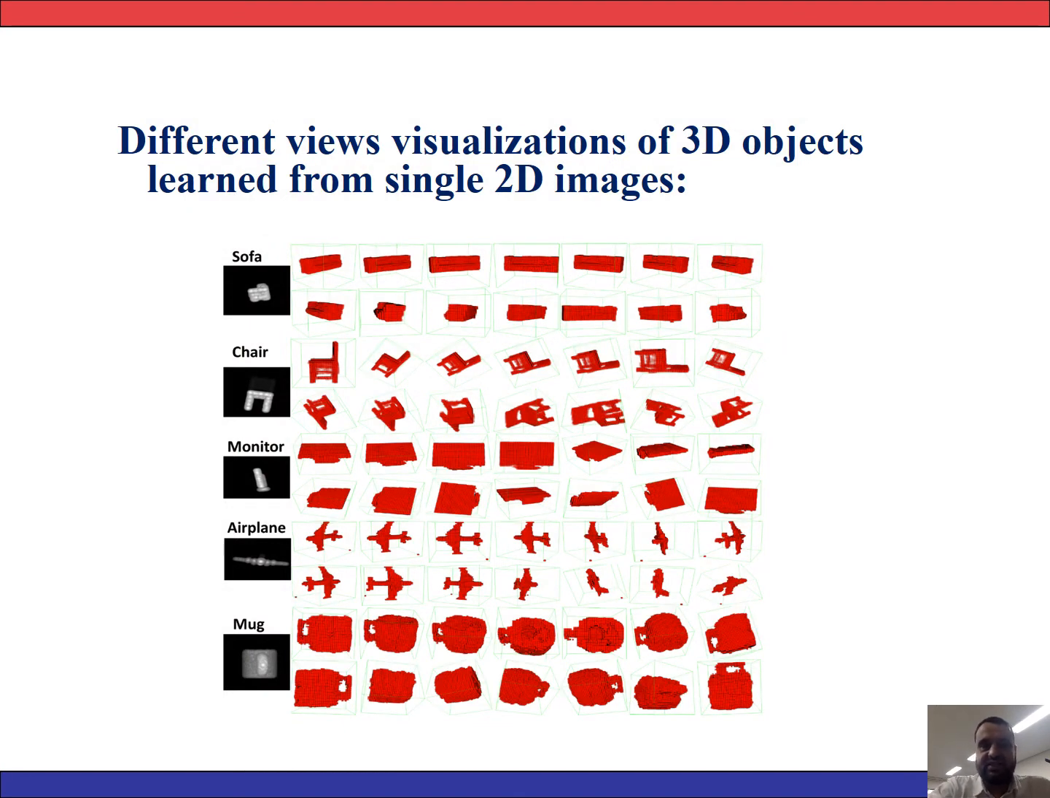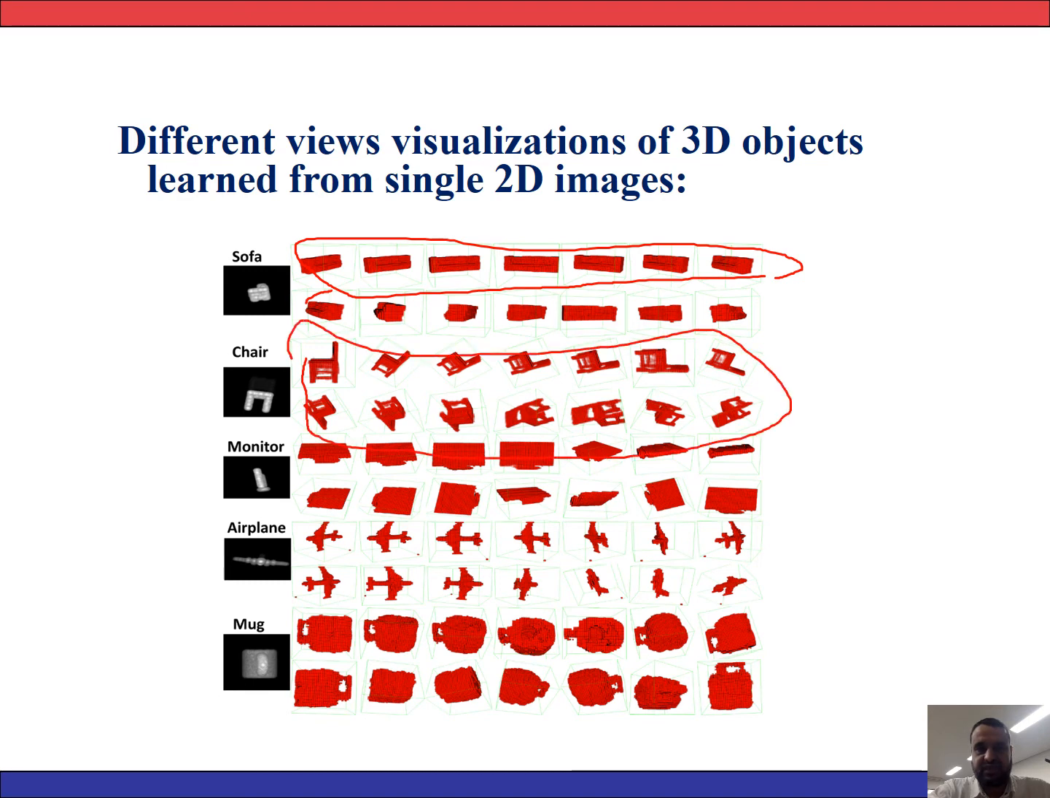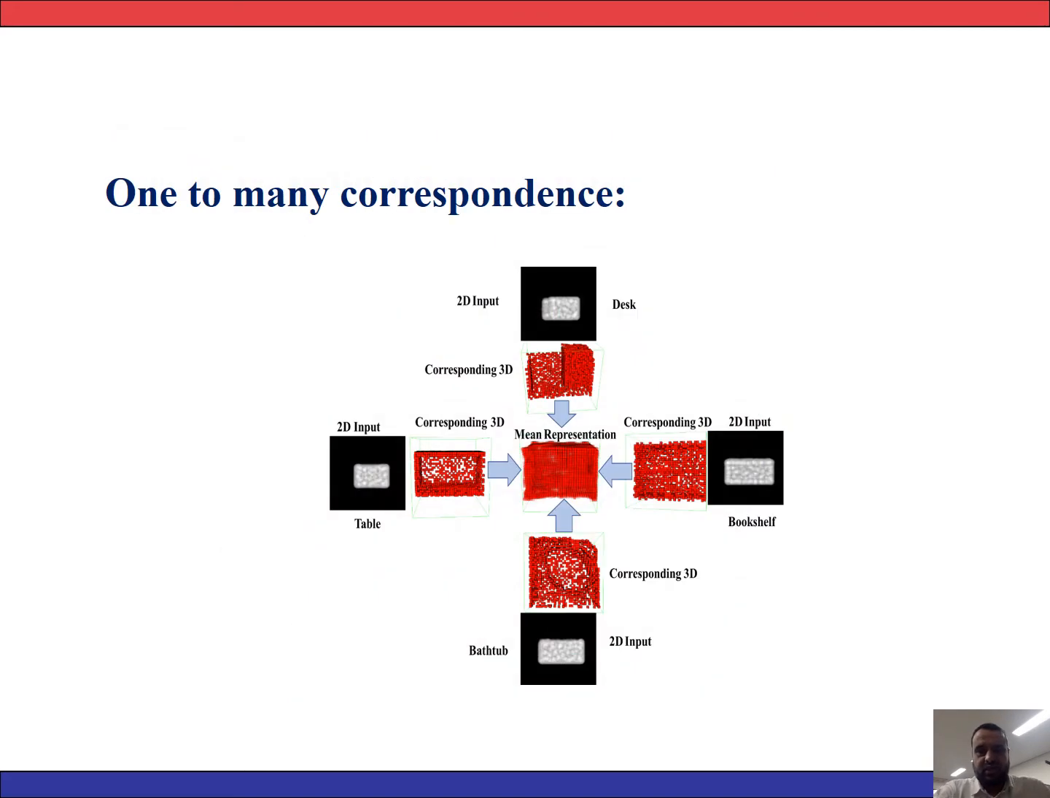We also tested whether this architecture can learn the different views of a single object or not. So this is a sofa, and when we give this as input, it generates the 3D representation, and when we rotate it, it can accurately generate multiple representations of this input object. Similarly, this is a chair, and when we rotate it, it can generate multiple representations of these objects.